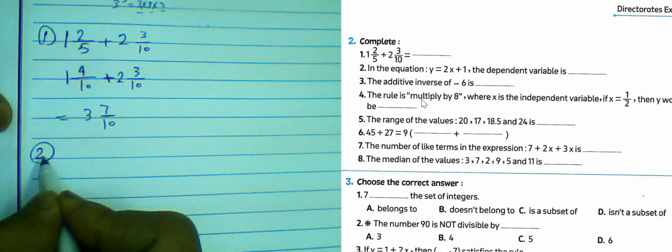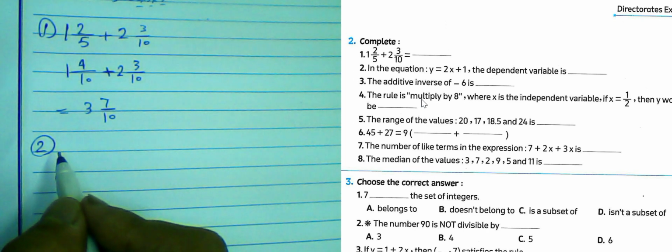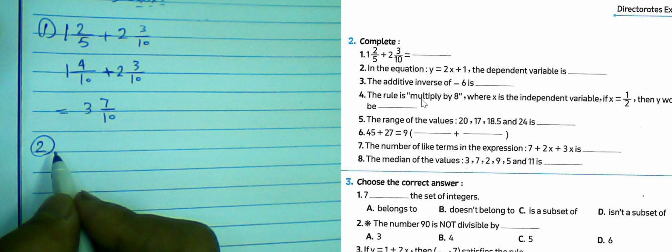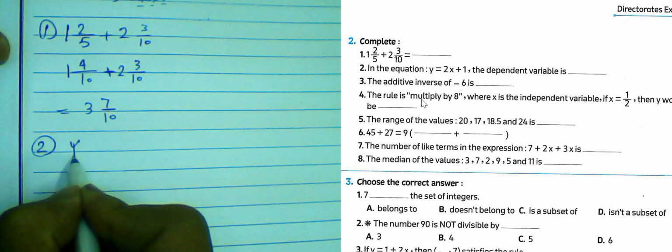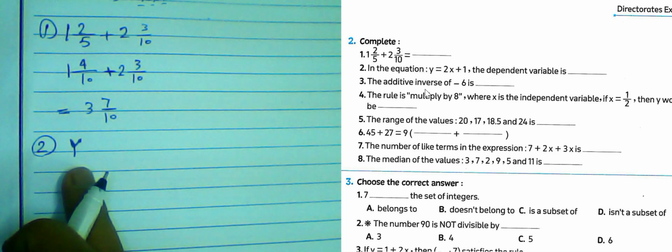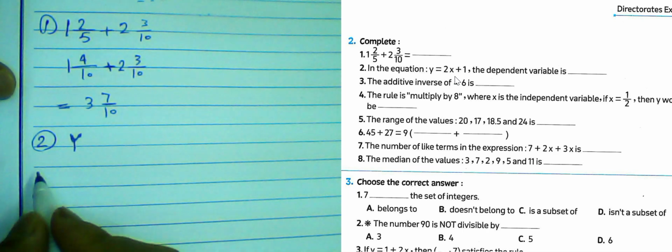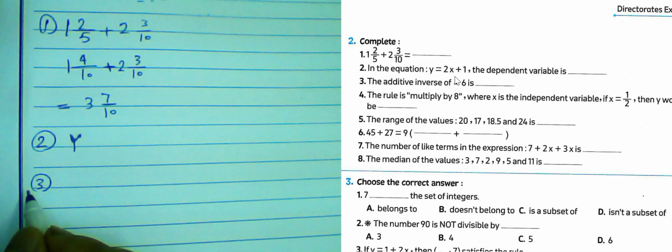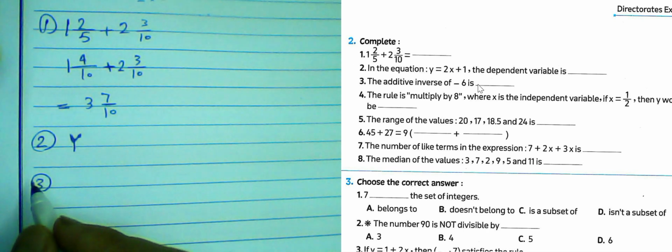Number 2. In the equation y equals x plus 1, the dependent variable here will be y. Y, we call it dependent. Y is the dependent in this equation, but x, we call independent. Question number 3. The derivative inverse of negative 6 equals positive 6.